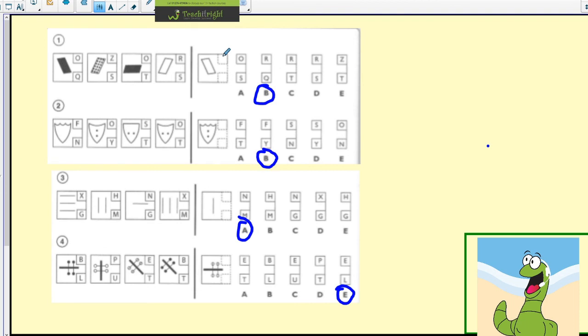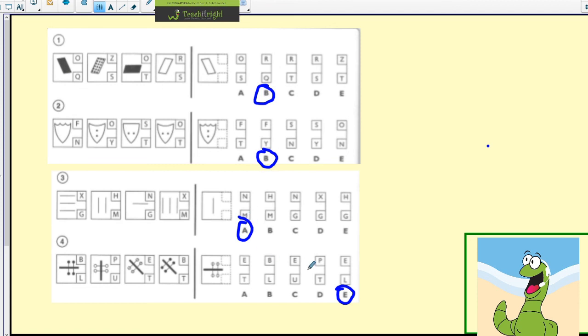So for 1, the upper letter signifies the shading, and the lower letter signifies the orientation, the rotation of the parallelogram. For question 2, the upper letter signifies the shape of the shield, and the lower letter signifies the number of dots, or the rotation of the dots inside. Question 3, the upper letter signifies the number of lines, and the lower letter is the orientation, the direction of the lines, horizontal or vertical.